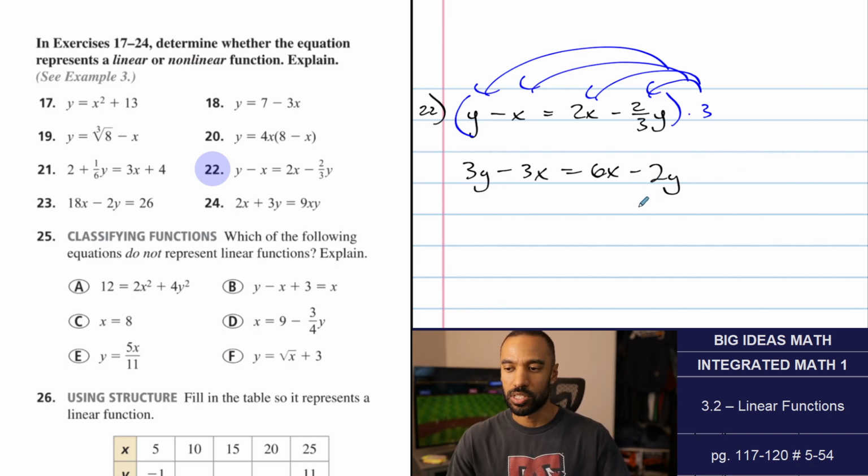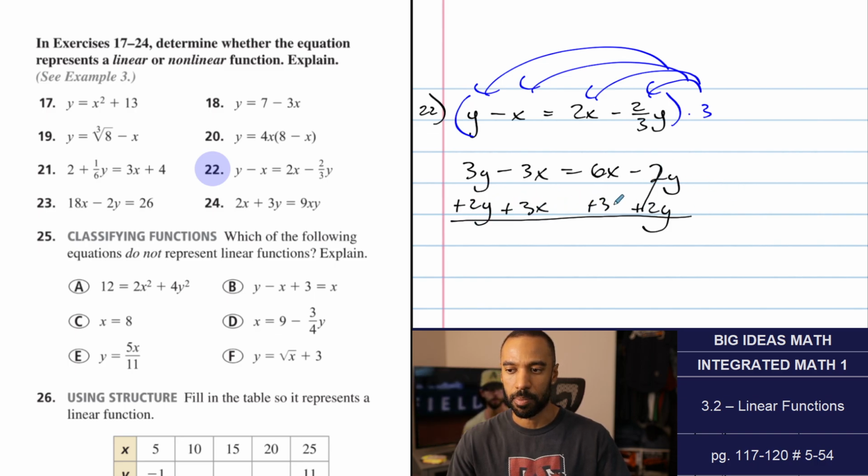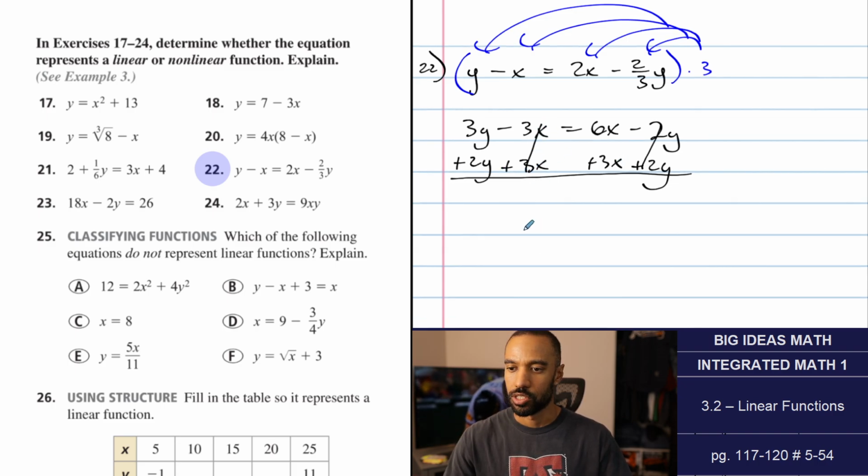Now we can get y's on one side of the equation and x's on the other side of the equation. Let's rewrite it in that form, because I still want to show you something else with this. Add 3x to both sides.